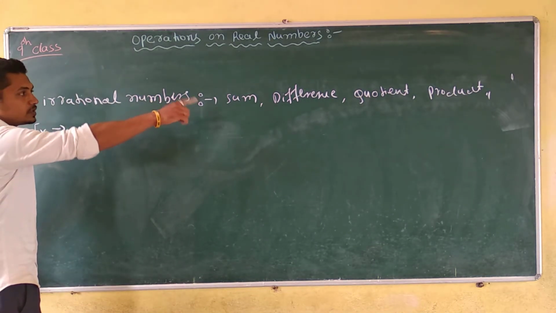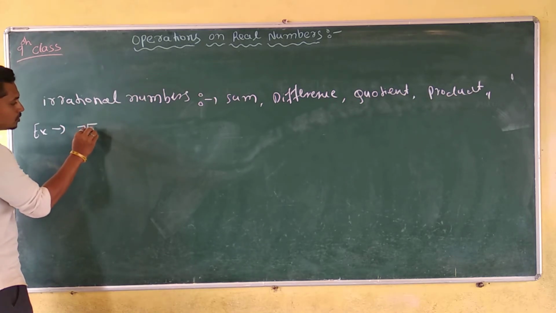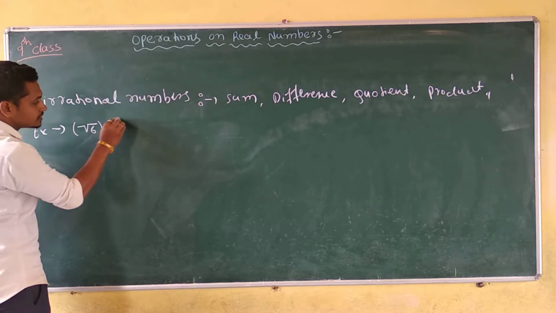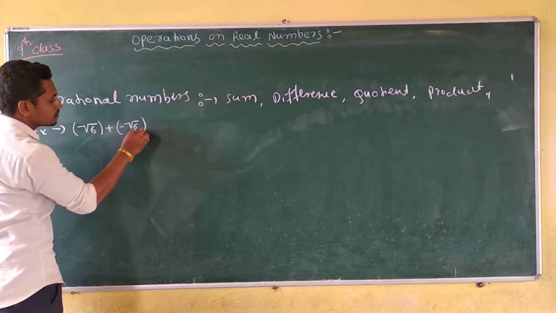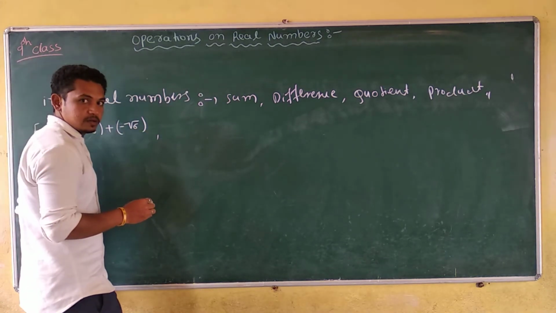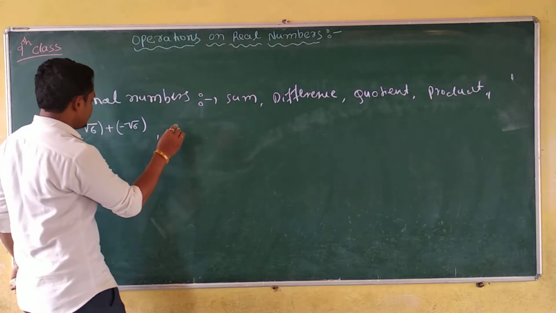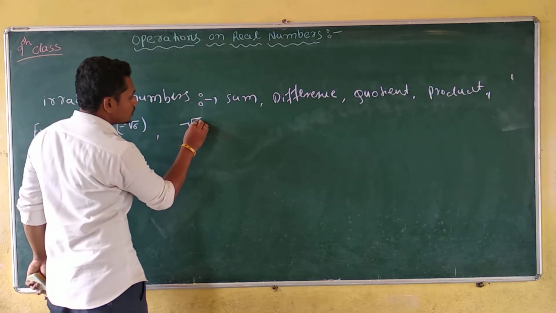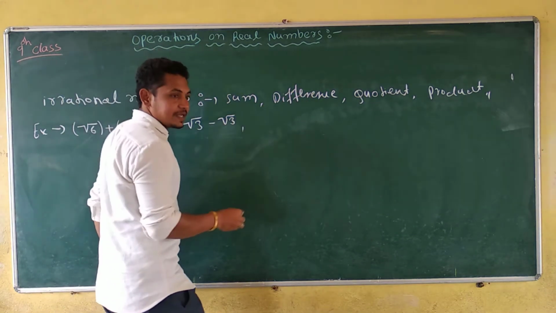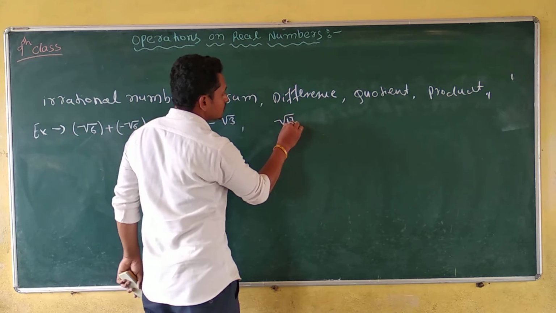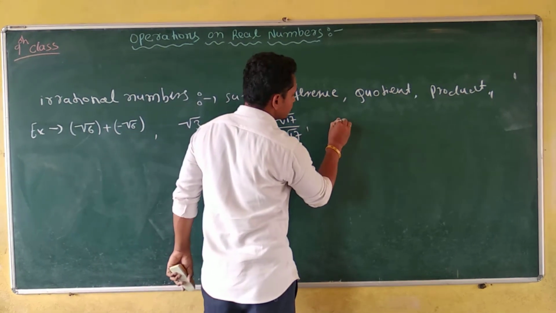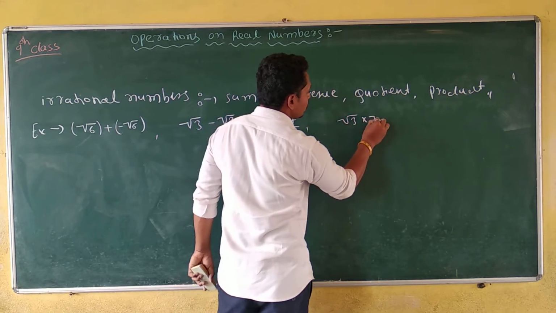First we take some examples. For the sum: root 6 plus minus root 6. Next, a difference example: root 3 minus root 3. Next, a quotient example: root 17 divided by root 17. The next, the product: root 3 into root 3.